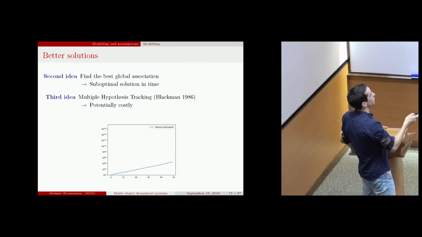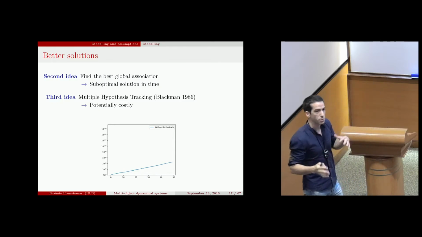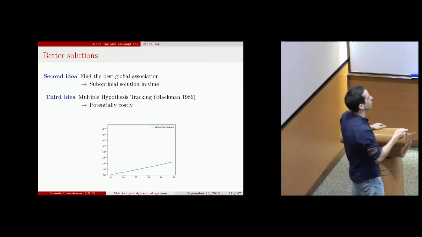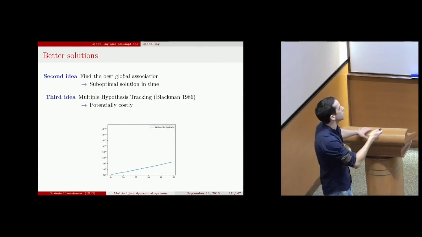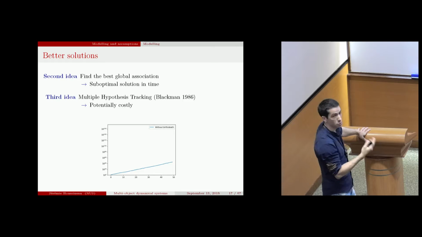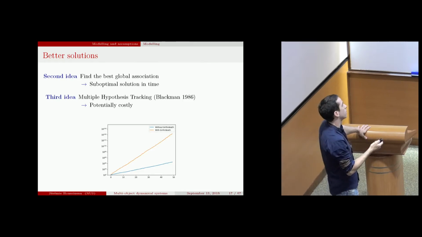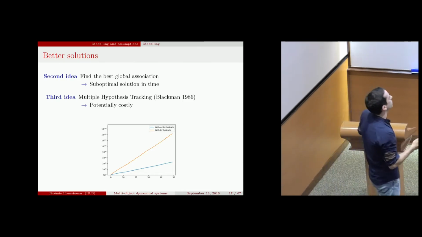And so even if you know the number of targets and they can't disappear, nothing can appear, after like 50 time steps you have 10 to the power 40. I mean, this is not very smart. Just to say you have to be careful with these sort of things. And if you allow for targets to appear and disappear, it's even worse, as you could expect.